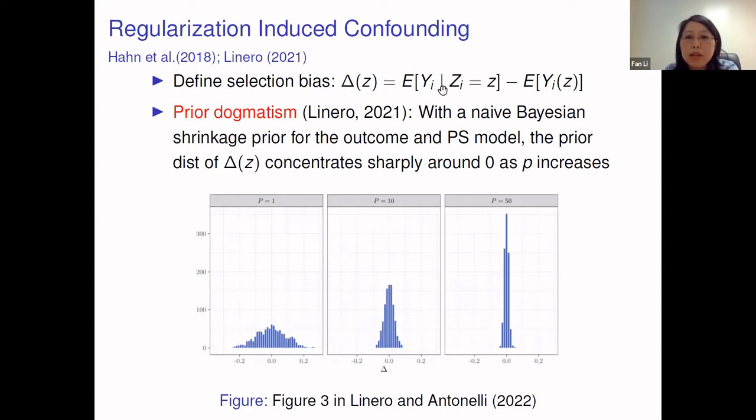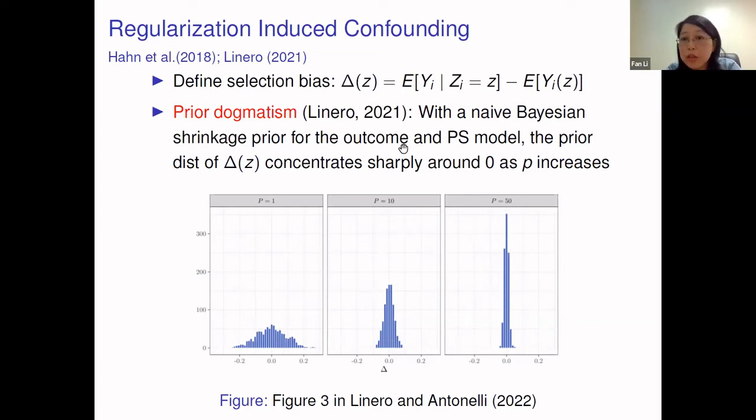What is selection bias? It's just the difference between the conditional mean of Y in the treatment group, in the group Z, versus the expectation of the potential outcome under Z. Again, in a randomized experiment, these two are the same, right? But in an observational study, these two are different. And again, this is unconditional on X. So this is called selection bias.